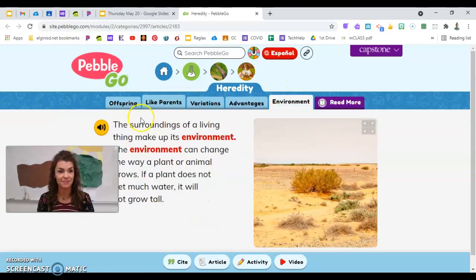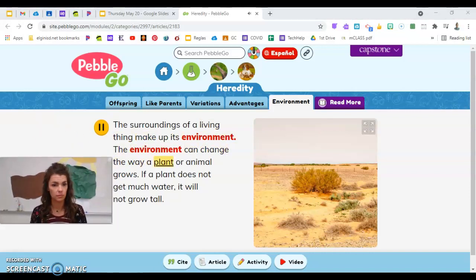Last tab. Environment. The surroundings of a living thing make up its environment. The environment can change the way a plant or animal grows. If a plant does not get much water, it will not grow tall.